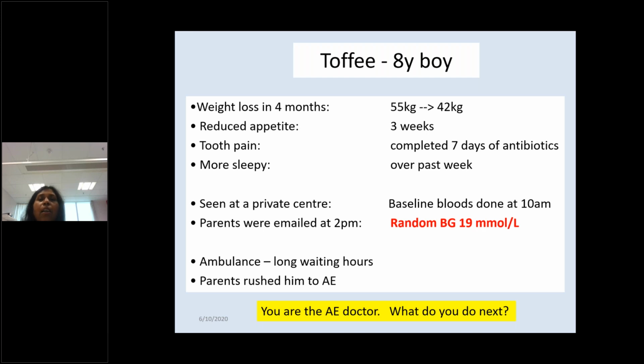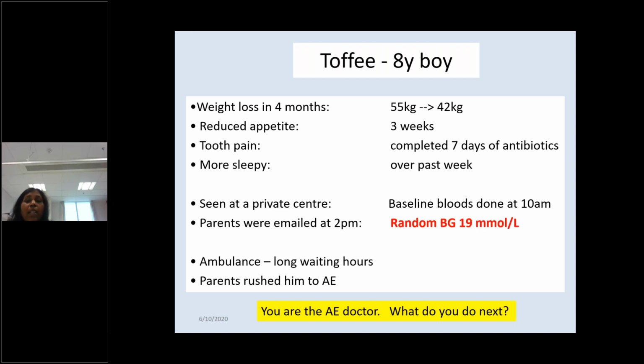Next patient is Toffee, an 8-year-old boy. Again, he presented with weight loss over a period of 4 months from 55 to 42 kilograms, and he had some reduced appetite over a period of 3 weeks. He developed a tooth infection for which he completed antibiotics. Then that week, he was a bit sleepier than usual, and he was seen at a private center.